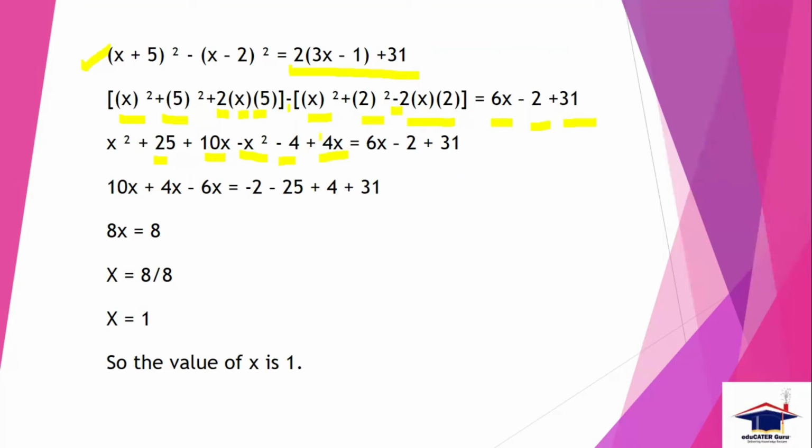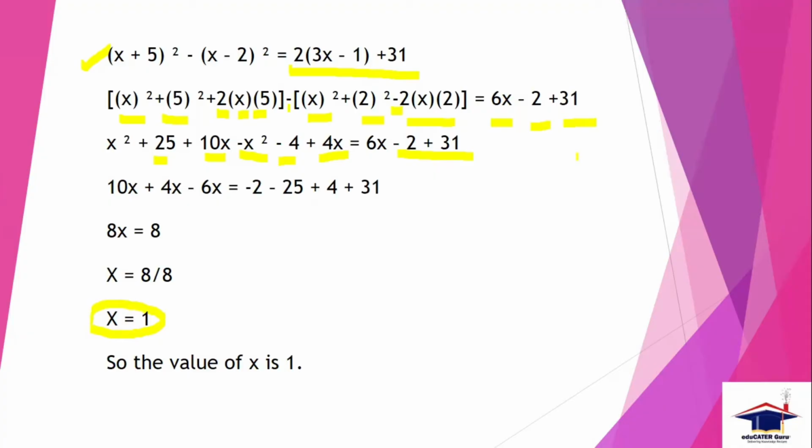So we'll take all x value on the left hand side and the numerical values on the right hand side. So it becomes 10x plus 4x minus 6x. And on the right hand side, minus 2 plus 31 minus 25 and plus 4. So the answer is 8x equals 8. So when you bring 8 to the right hand side, 8 divided by 8, so the value of x is 1. Hope you are clear with this and understanding it in an easier way.